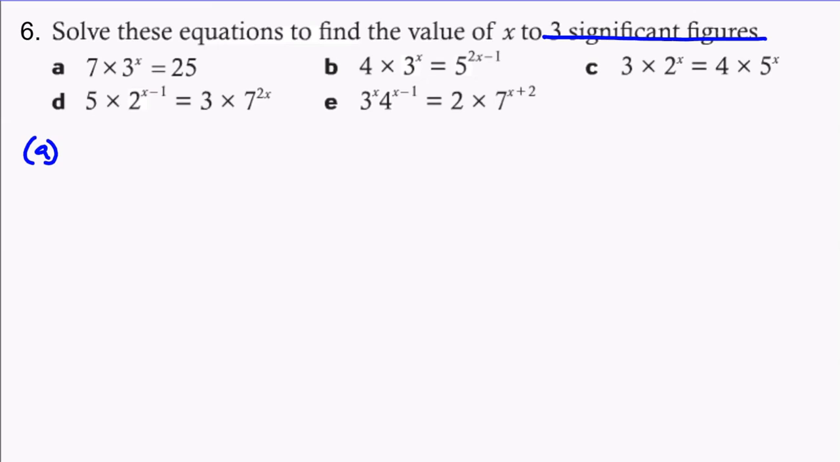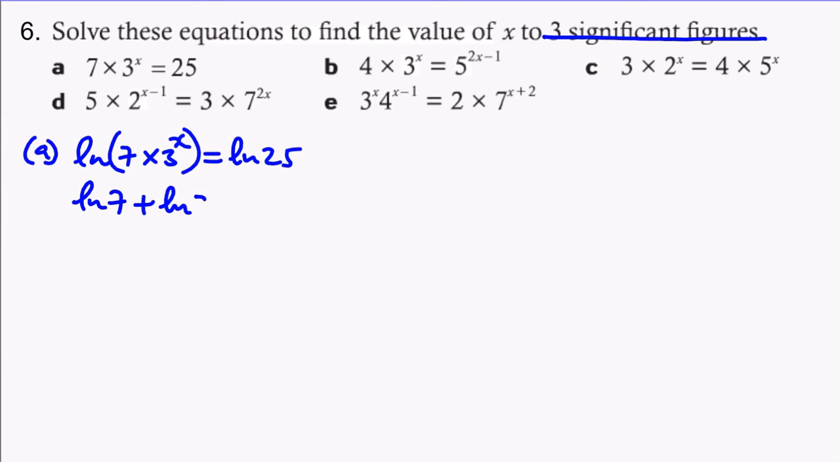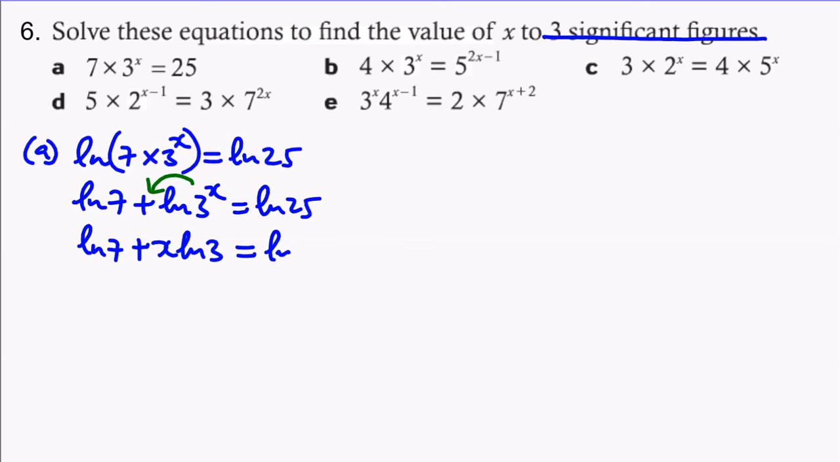So I'll start, I'll use ln here, doesn't matter. ln 7 multiplied by 3 to the power x is equals to ln 25. So ln 7 plus ln 3 to the power x is equals to ln 25. So what I'll end up with here is bring the x to the left. So ln 7 plus x ln 3 is equals to ln 25.